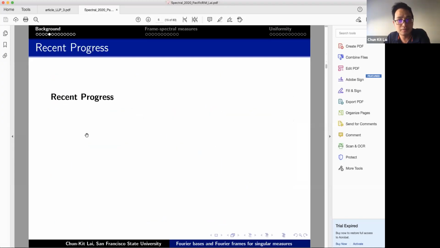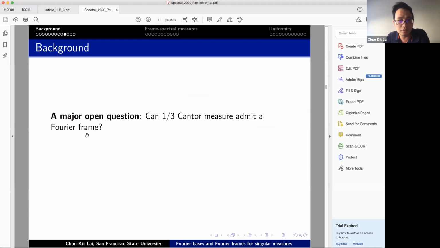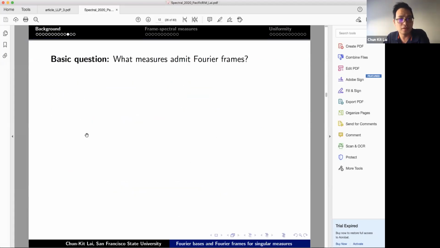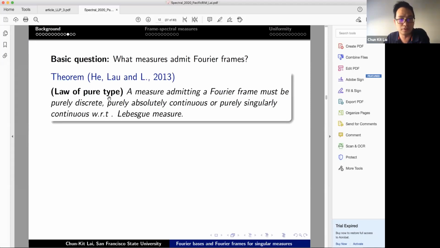Yeah. Okay, so let's come back to the major question. What we are asking is what kind of measure will have a Fourier frame? This is a pretty broad question, so let's try to pin it down into some categories. In 2013, we had the first result: if you want a measure to have a Fourier frame, it couldn't be mixed type. It must be purely discrete, a Dirac measure, or purely absolutely continuous, or purely singular with respect to the Lebesgue measure. So it's kind of expected.